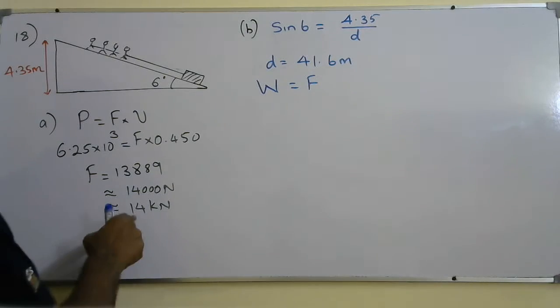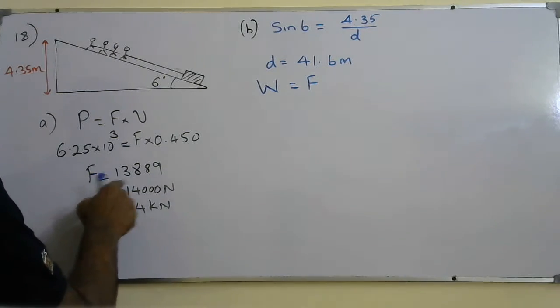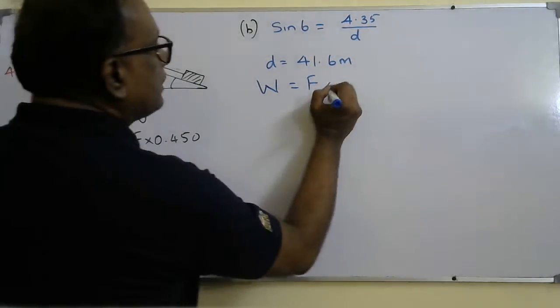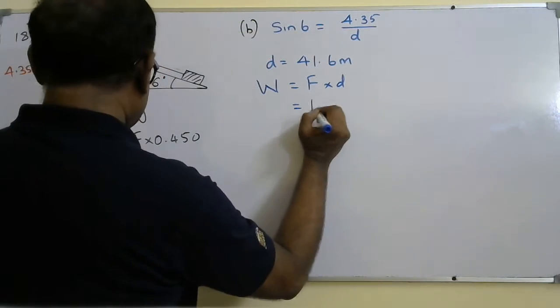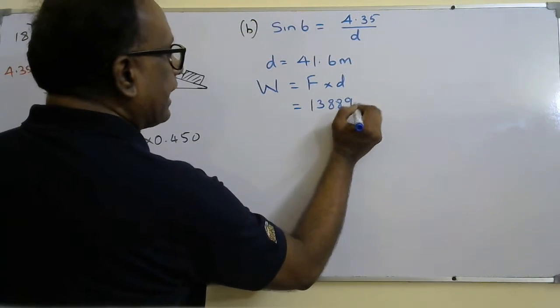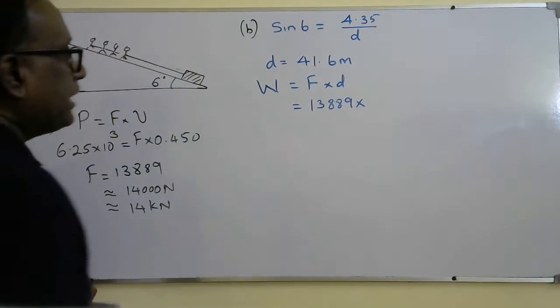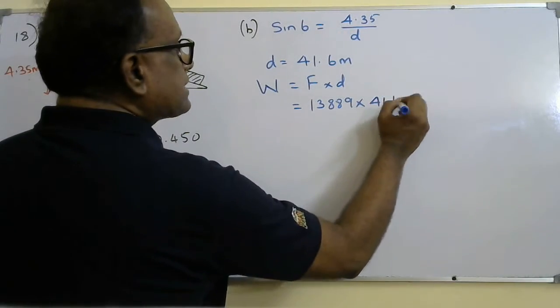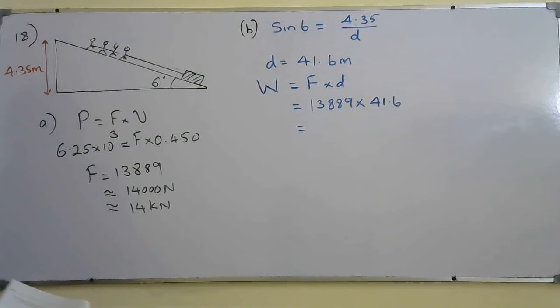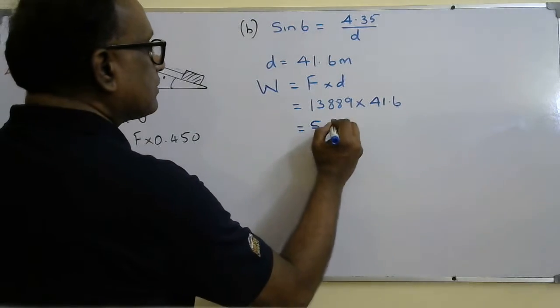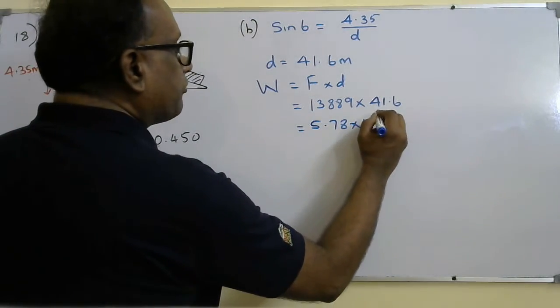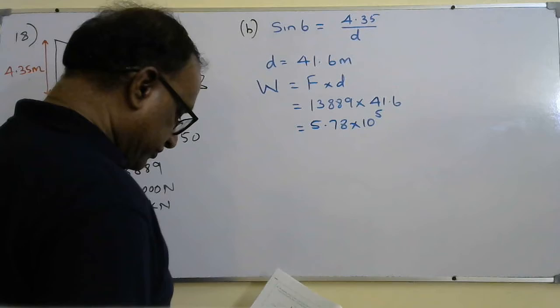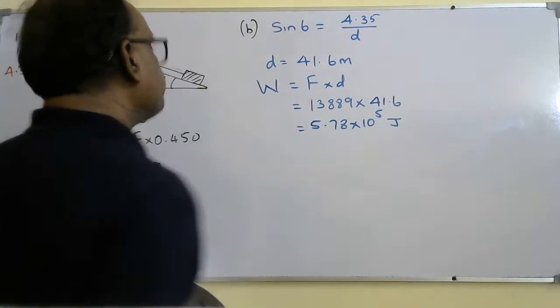So the total work done equals the force applied by the people along the slope up, which we found to be 14,000, or 13,889, times the distance moved. So 13,889, that's the actual answer, times the distance 41.6, so that will be equal to 5.78 × 10^5 joules.